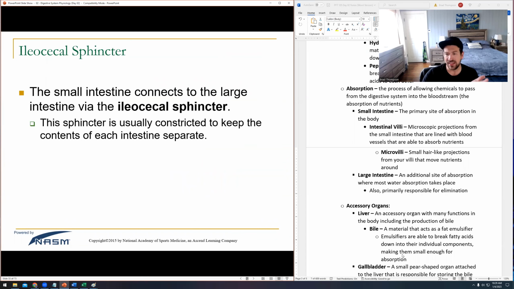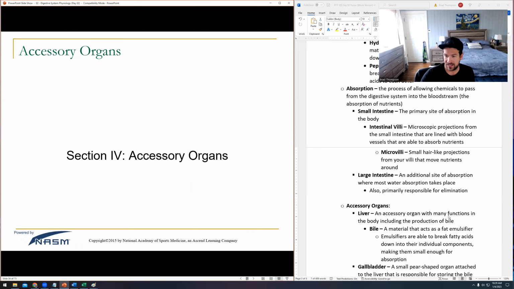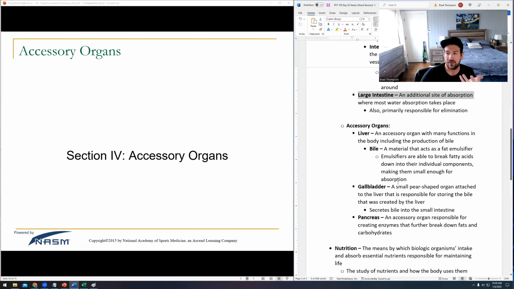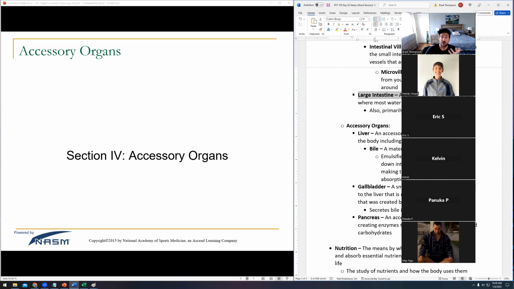So at the end of your small intestine, there will be a little sphincter, again, holding stuff in there so that it has time to get absorbed. And then eventually, once everything is really absorbed, it'll open up and allow it to pass into your large intestine. And your large intestine is, like I said, this additional site for absorption. It mostly takes in water and materials that are carried by water.